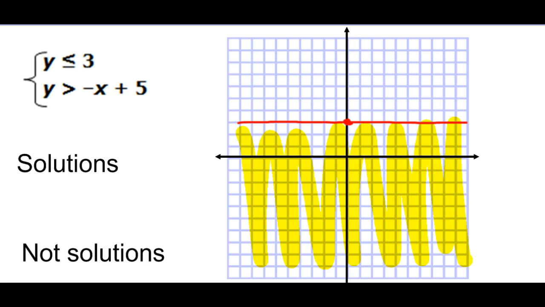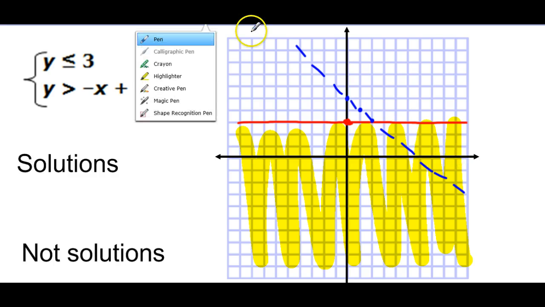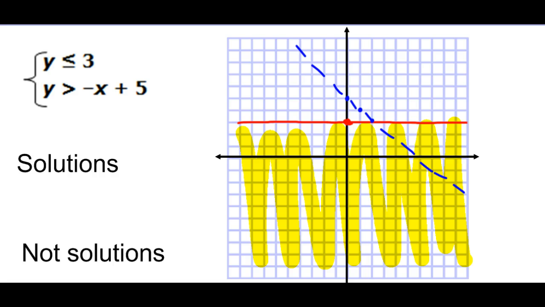For the second one, we're going to start at 5. 1, 2, 3, 4, 5. Have a slope of negative 1, which is down 1, right 1, down 1, right 1. In this case, this is going to be a dotted line. Okay? And it is greater than, so we are going to shade above the line. So that's going to be here.